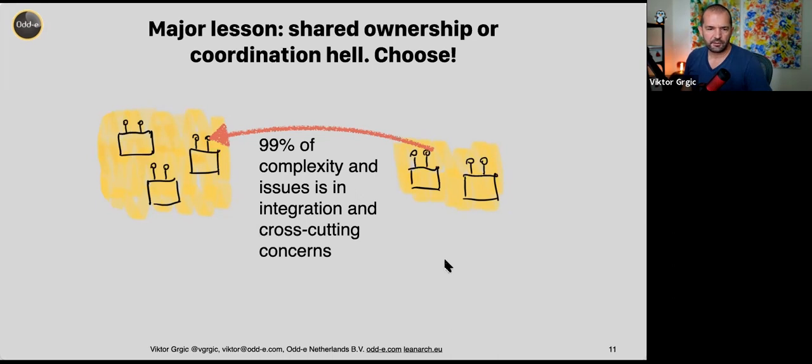The other alternative is that you have shared ownership. If you have many teams sharing ownership of this landscape, whatever the landscape is, then you shift the problem space at least to the teams, which makes it much easier to deal with the problems.